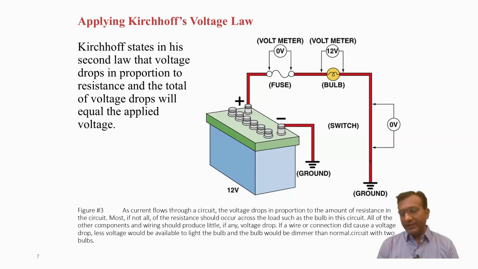So the total voltage which is supplied, that is 12 volts, is utilized across this load. In the other part of the circuit, the voltage drop will be around 0 volts. So here we can see the total drop of the voltage across this load is equal to the total voltage which is supplied in the system. Now, if this fuse has negligible resistance, the voltage drop across the fuse is 0 volts.